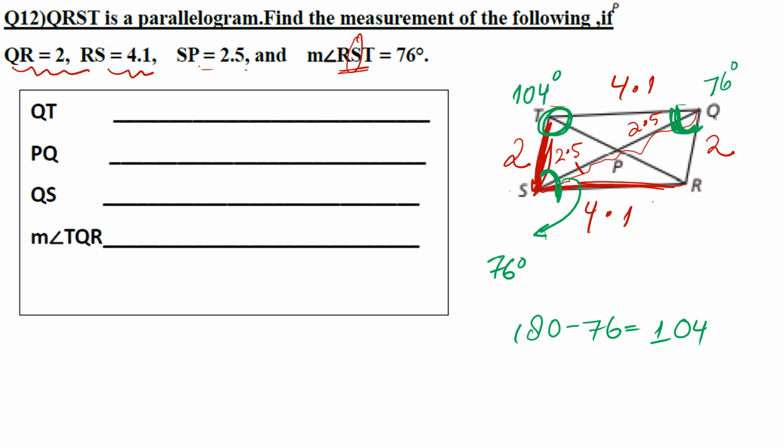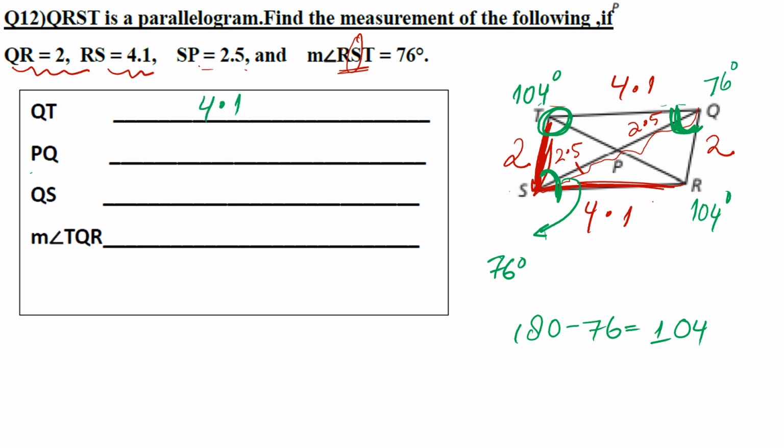So if this is 104 degrees, this is also going to be 104 degrees. Okay, now all the information is in front of you. Let's solve this table. QT. So what is QT? QT is here, which is 4.1 centimeters.